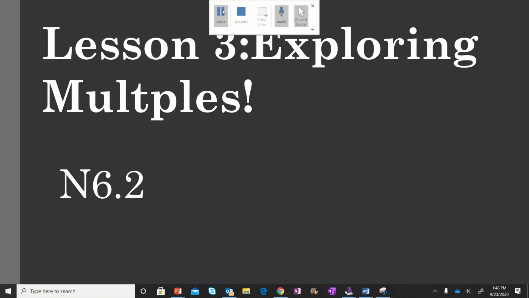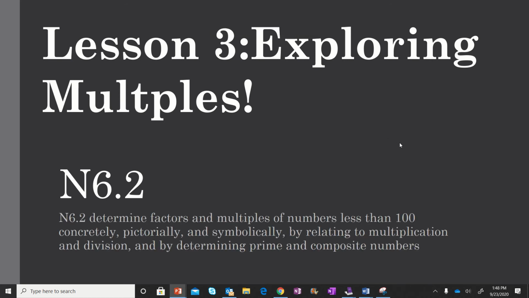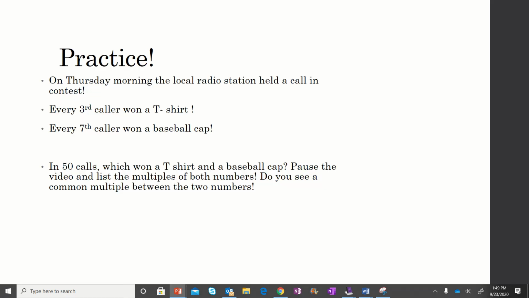Today it's lesson 3 on exploring multiples, and we're going to be looking at the outcome: determine factors and multiples of numbers less than 100, concretely, pictorially, and symbolically, by relating multiplication and division, and by determining prime and composite numbers. We are going to focus mainly on multiples today.